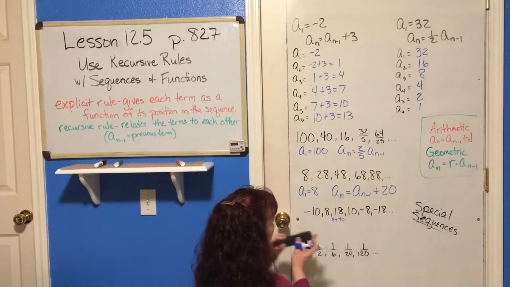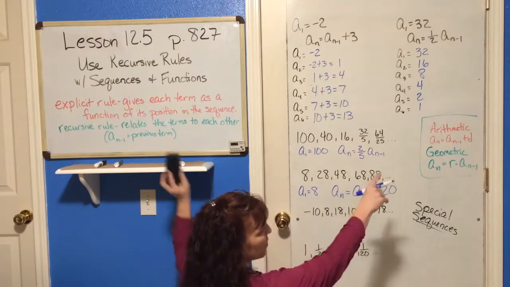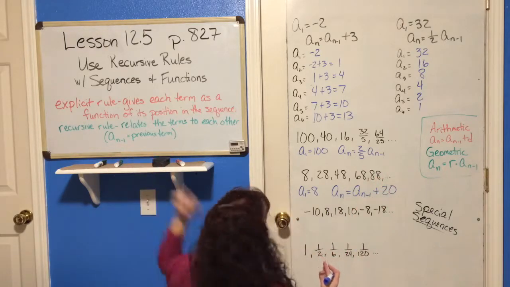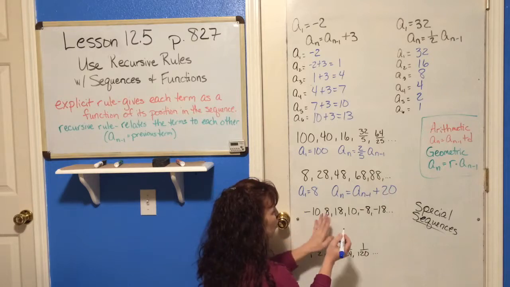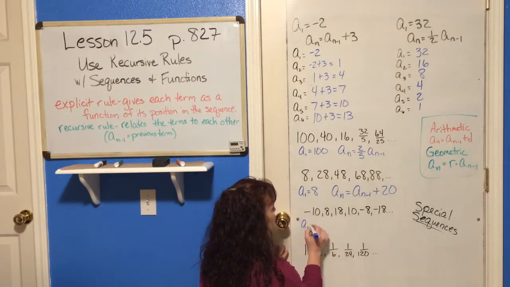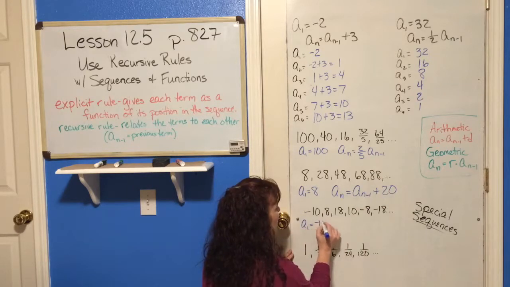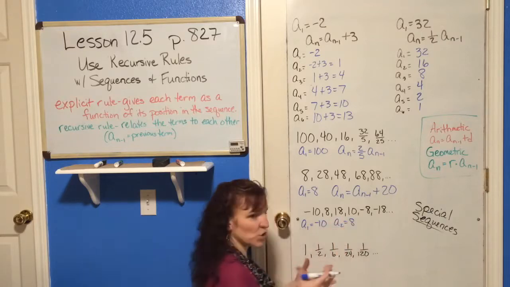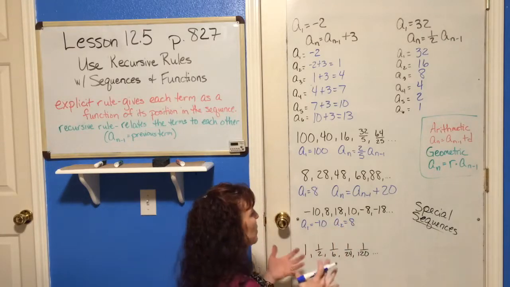Now we have to figure out, well, it doesn't fit into one of those categories. Well, let's just write it as a recursive rule. So we have to start out with the first two. So the first term is -10, and the second term is 8. Sometimes you have to start with more than one, and that's okay.